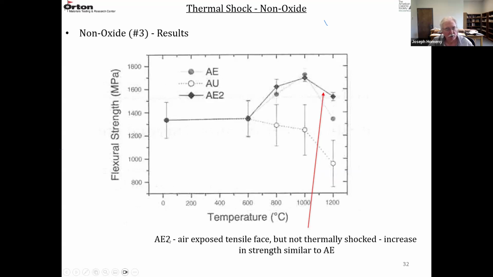And then AE2, which was air exposed on the tensile face, but it was not thermally shocked. It basically shows the same type of behavior as the sample that was thermally shocked, AE. It is a little stronger over at the highest delta T for the AE sample. So it is also an oxidized surface.